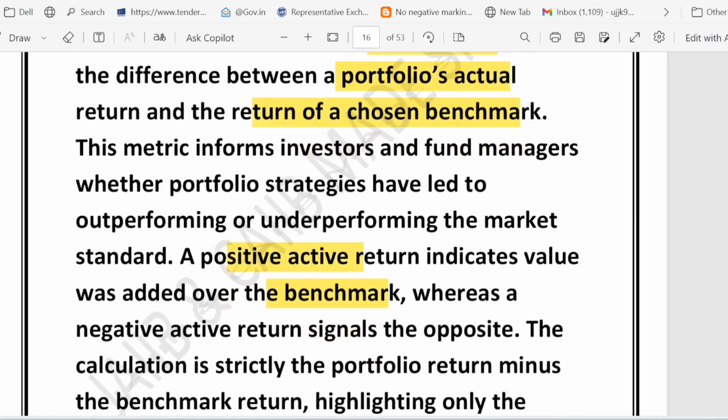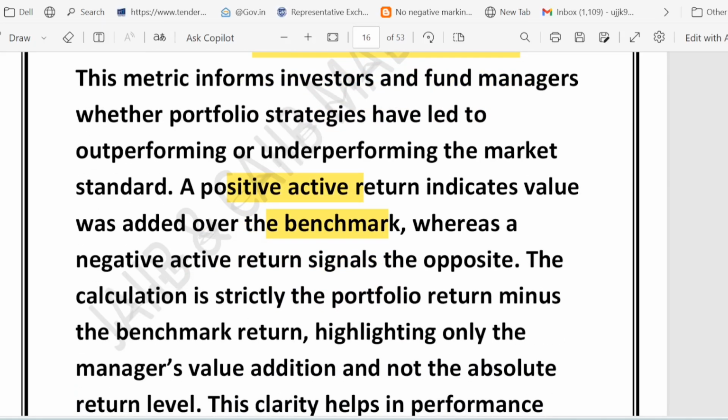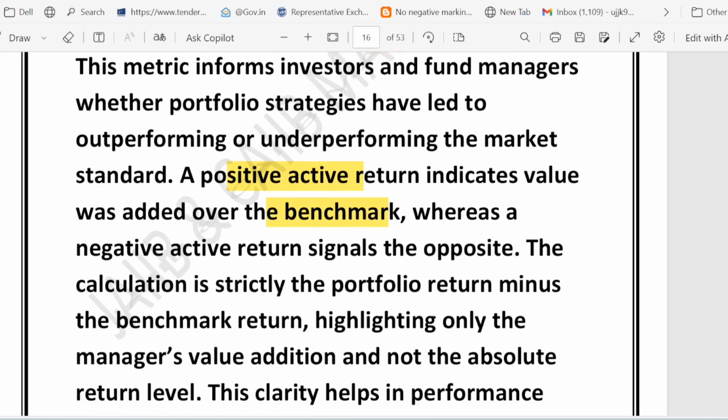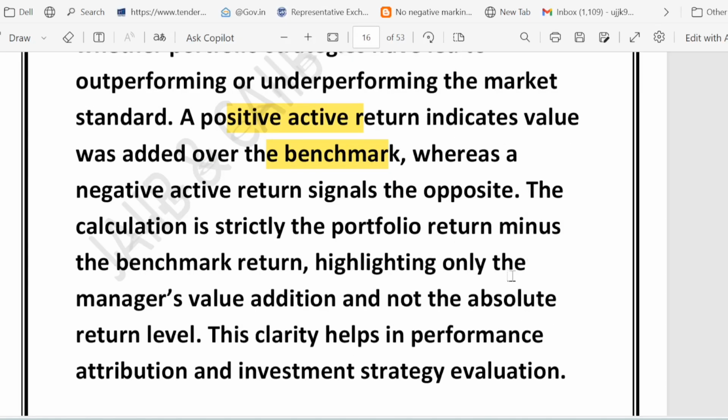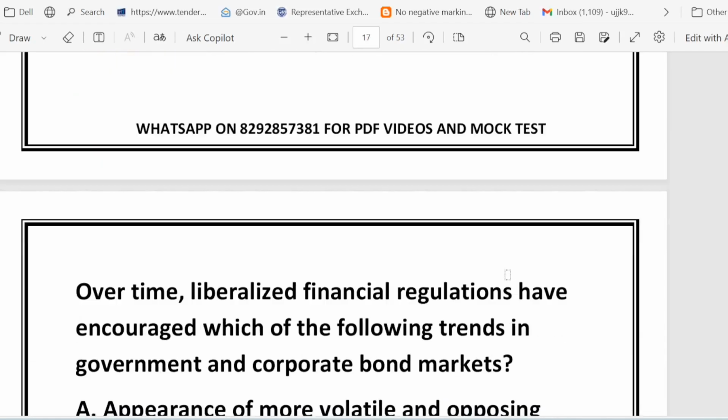A negative excess return means the fund underperformed. It shows the value added by the fund manager. It does not show the absolute return. It highlights how much value addition the manager has done, but it does not tell you the absolute return level. Simple tip: always subtract the benchmark from your portfolio return to see the real performance difference. I hope this is crystal clear.